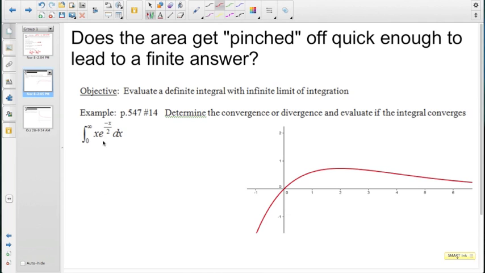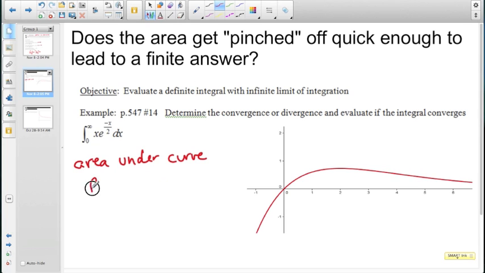As we look at this example, we have the integral from 0 to infinity of x times e to the minus x over 2. And here's the graph of that function. We're going from 0 to infinity. When we're talking about integrating this, we're really finding the area under the curve. That's a definition for integration. So we want to know if the area under the curve is finite, in which case we should get some non-infinite, finite value for that integral.